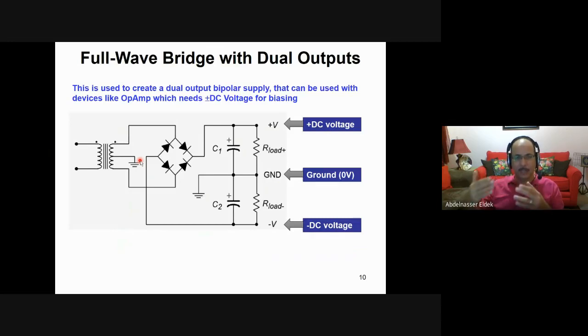It can give you, for example, positive 5 and negative 5 volt and ground. So if you want to create something like this from any AC signal, you take any AC signal from the transformer, then put a ground in the middle like this, and you add two resistors and two capacitors, and in the middle you have a ground. In this case, this will be positive voltage, and this one will be negative voltage, DC voltage.